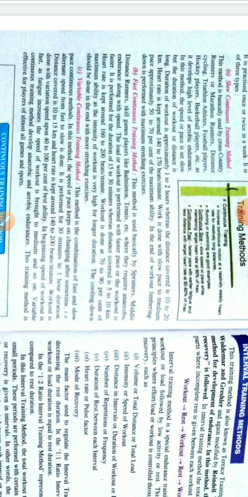These are the methods to develop endurance. Okay, slow continuous training means our speed will be slow, but the duration is more. Fast continuous training methods means our speed is more, but the duration is less. And variable continuous training is a combination of slow and fast. Sometimes our speed will be slow, and sometimes our speed will be fast.